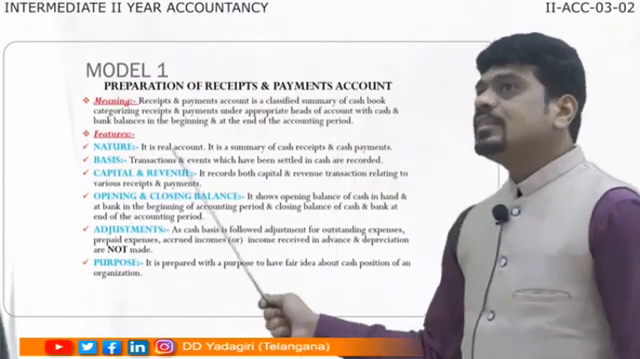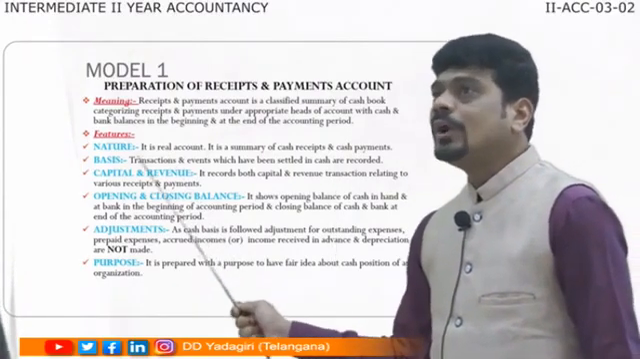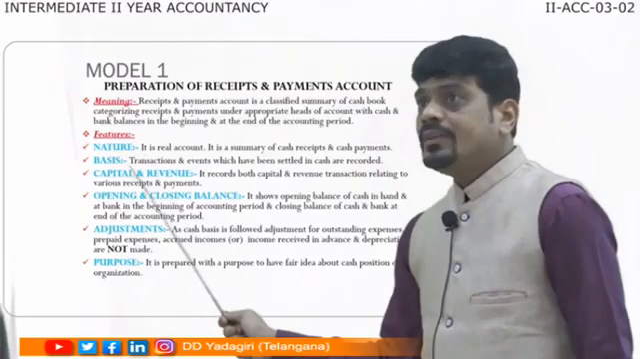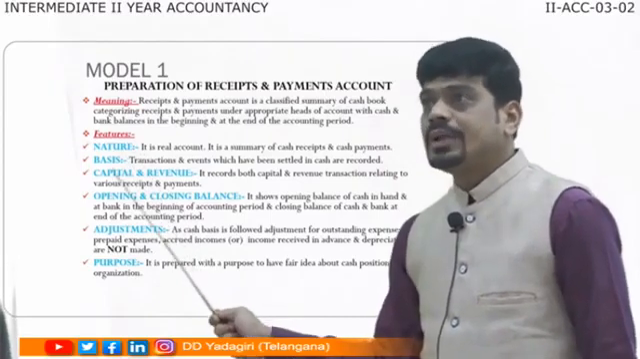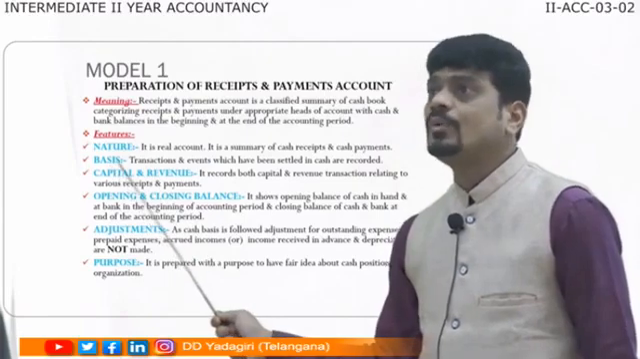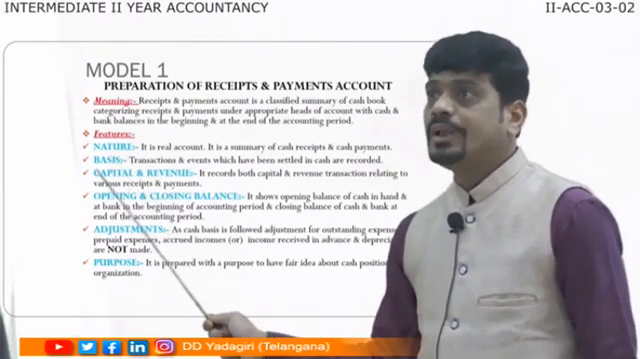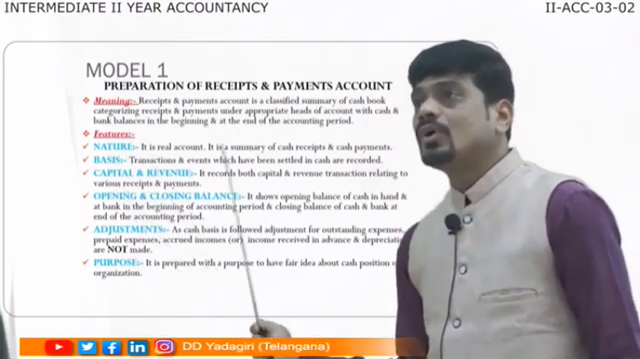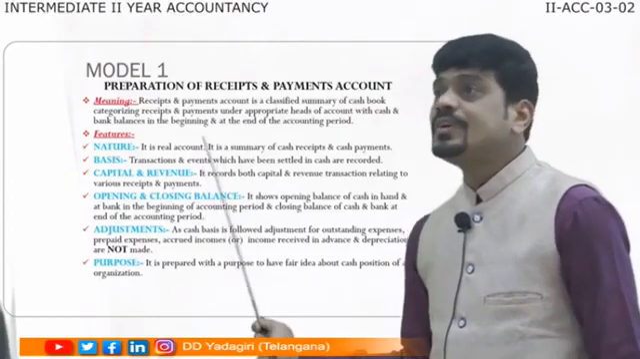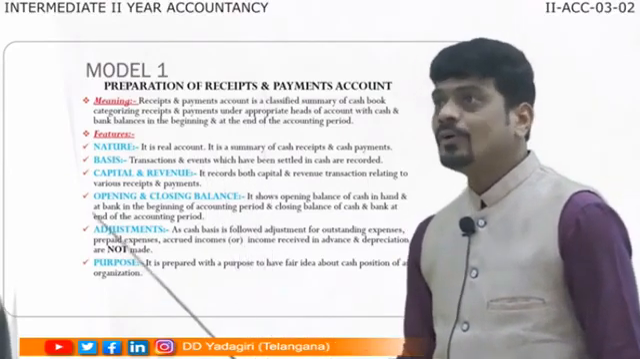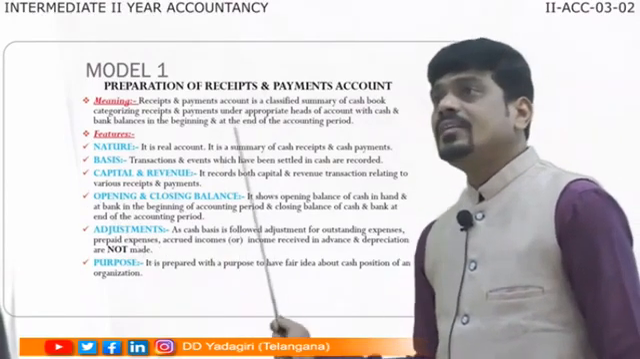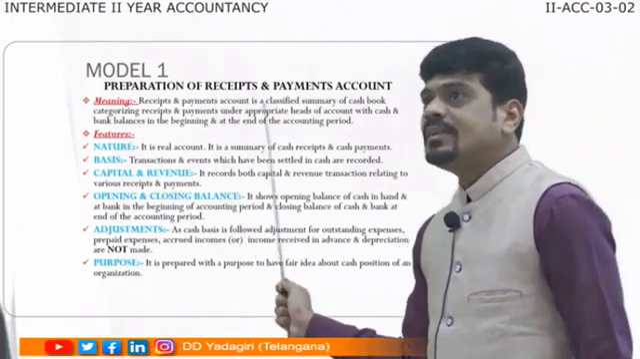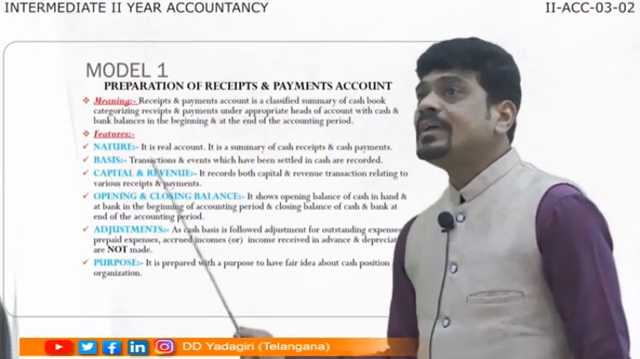Then second is the basis. On what basis are we going to prepare the receipts and payments account? Dear students, you know there are three bases of accounting. The first basis of accounting is called cash basis of accounting. Second is called accrual basis of accounting, and third is called hybrid or mixed basis, which we don't use. We generally follow the first one called cash basis and the second one called accrual basis. So while preparing receipts and payments account, we follow cash basis of accounting.